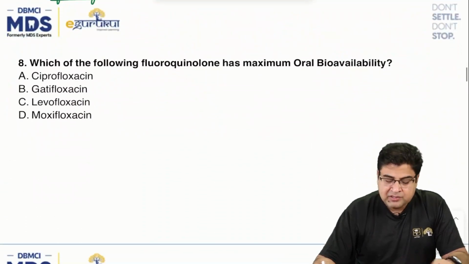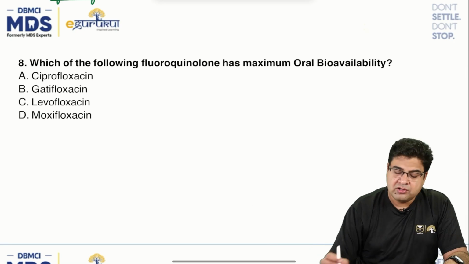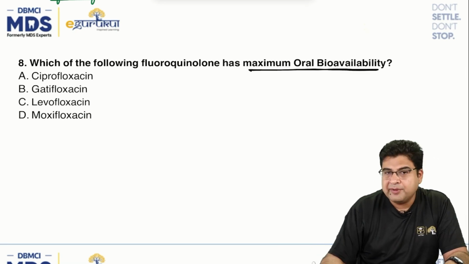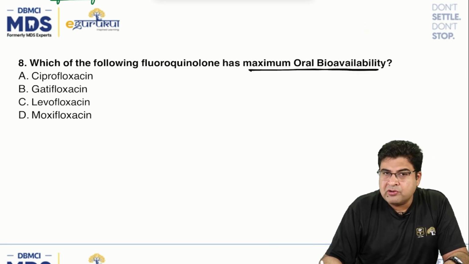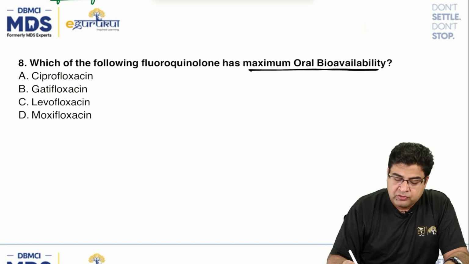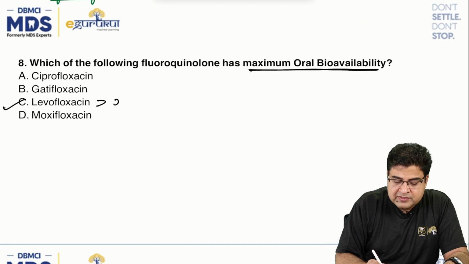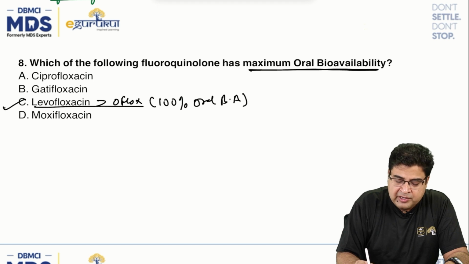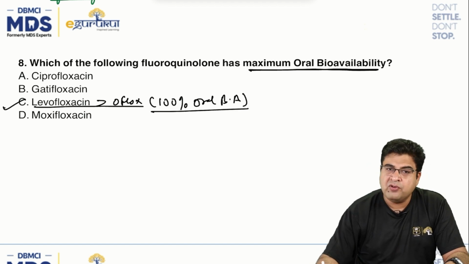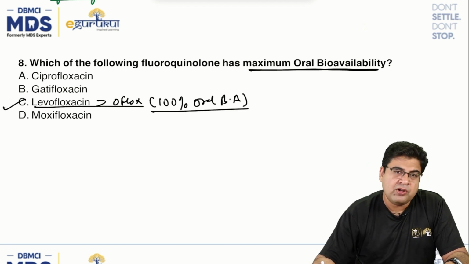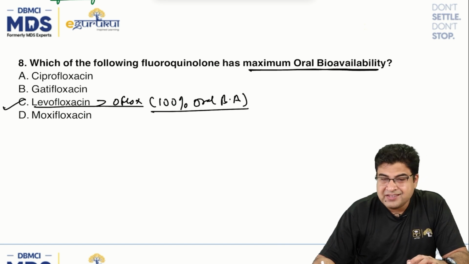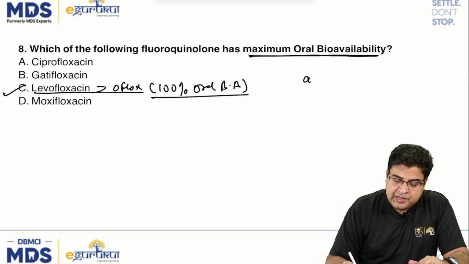Now question number 8. Which of the following fluoroquinolones has the maximum oral bioavailability? This topic is based on fluoroquinolone pharmacokinetics. There are 2 fluoroquinolones which have almost 100% oral bioavailability: levofloxacin and ofloxacin. These medicines have maximum oral bioavailability. The answer is C.